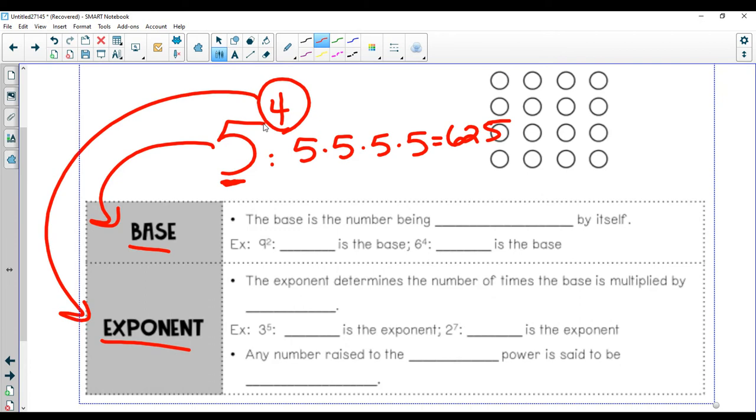All right? So it says the base is the number being multiplied by itself. And you need to be filling this out as I fill it out, okay? So an example. We have 9 raised to the 2nd power. Which one's going to be the base here? The 9 or the 2? 9. And 6 raised to the 4th power, which one? 6. Okay, the big number is the base. The exponent determines the number of times the base is multiplied by itself.